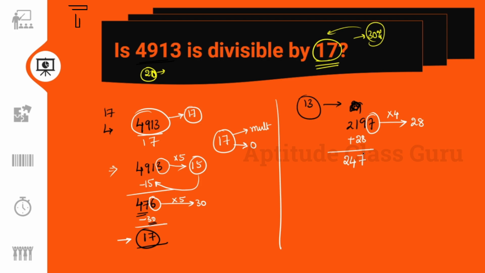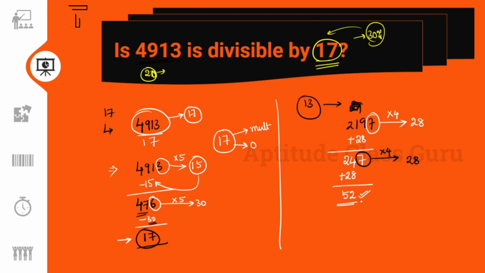And again, discard the last unit digit and multiply it by 4, and you will come up with 28. Add this 28 to the remaining 24, and you will come up with the answer 52. So 52 is a multiple of 13, I know that. So this total number is divisible by 13.